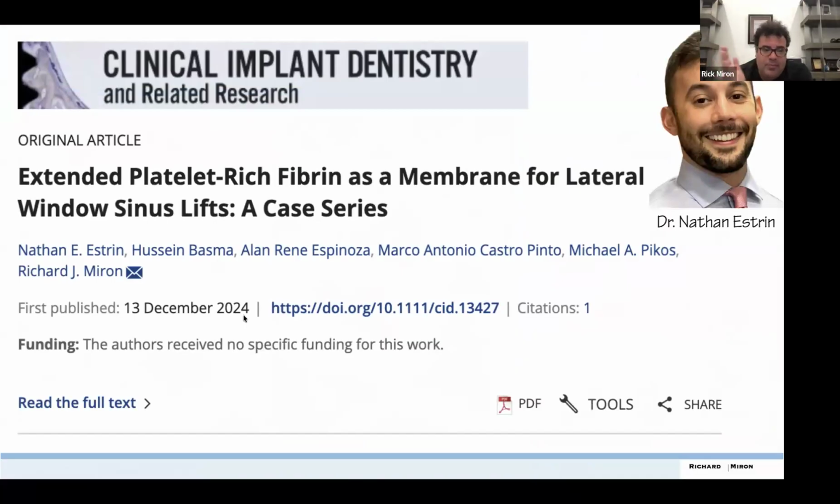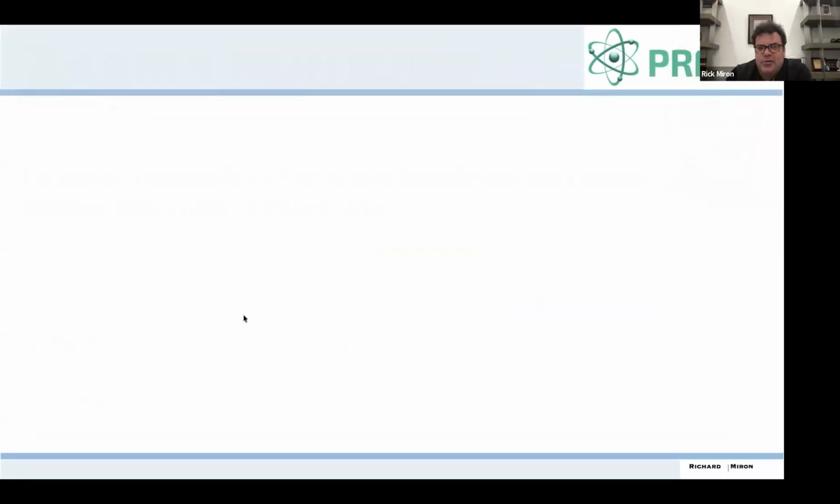It's very safe. It's very published. There's many papers online now utilizing this as a substitute for collagen. When you really understand what you're doing, there's no need to use collagen membranes anymore. You can utilize and replace it with this technology. Okay.